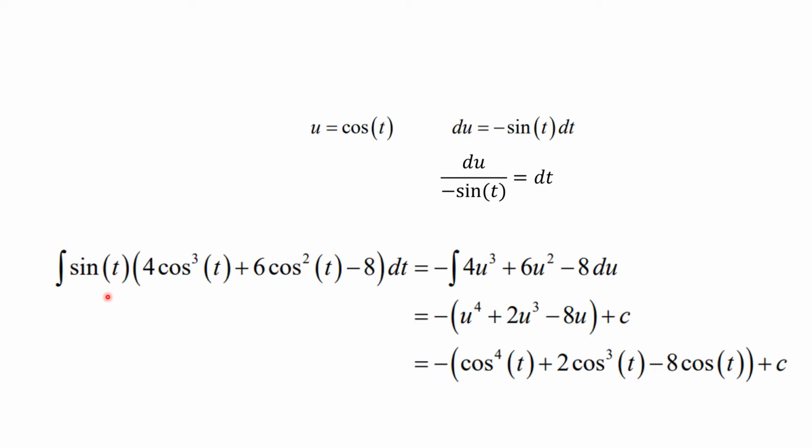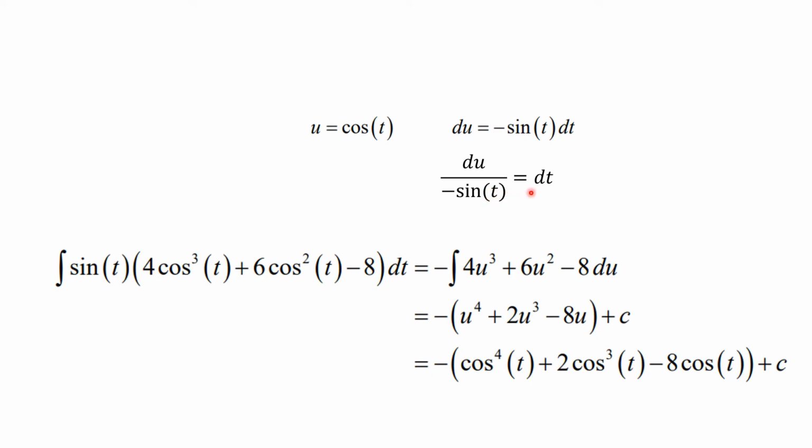Here's the problem we were confronted with. And notice that the sine t is multiplied all the way through, and in the first two terms we're going to need that for a u substitution, so we're motivated to let u be cosine of t. Now that means that du is equal to negative sine of t dt. Don't lose that negative sign. We're going to divide all the way through by minus sine of t, and we get du over minus sine of t is equal to dt.